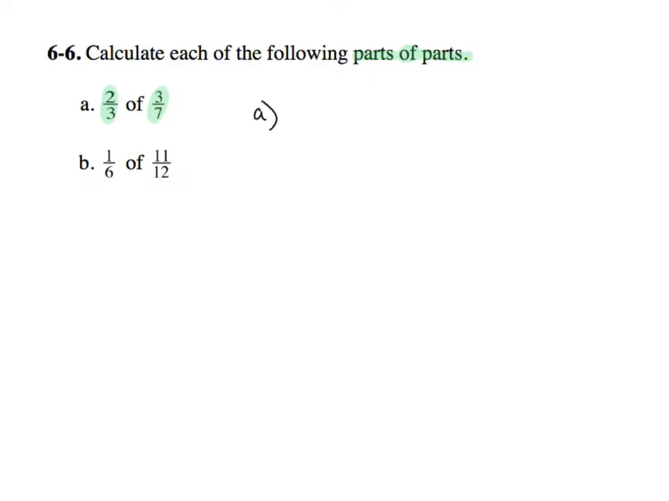So for example A, let's write it down the way they give it to us. So they use the word "of," and right now we're going to convert that to multiplication. So part of something means to multiply. So we have 2/3 times 3/7. Right now I could have written 3/7 times 2/3 as well, because it's "of the 3/7." I could have started with this number first, but because it's multiplication, it's the commutative property, we're okay to do it like that.